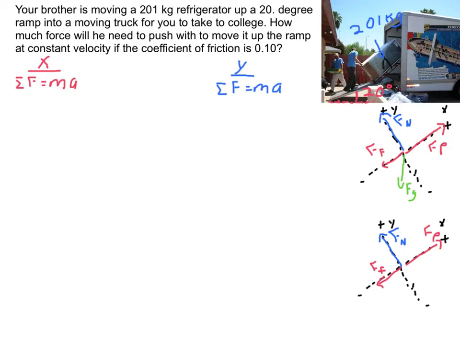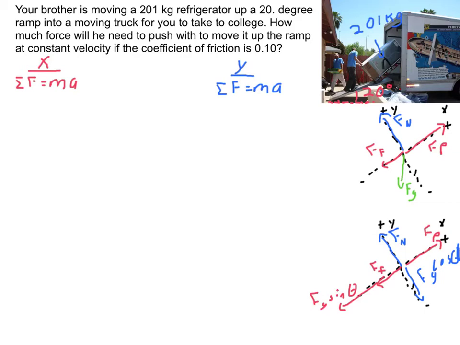So I have a force push, which I called positive in the x-axis, normal force, and force of friction going down the ramp parallel to the surface, and then gravity always pulls straight down. So I'm going to have to divide gravity into components. The component that always goes down the ramp is Fg sine theta. Every time you have a ramp, Fg sine theta is what goes down for the force of gravity, and Fg cosine theta goes into the ramp, opposite the normal force.